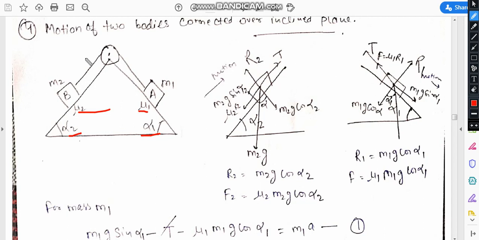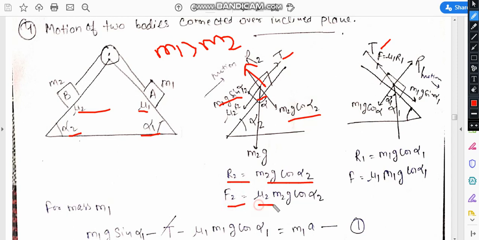Let's suppose, because these two strings are the same, the tension is the same in both. If this is in this direction, R2 is in this direction, and this is again alpha, so this is m2g cos alpha 2 and m2g sin alpha 2. Since m1 is larger than m2, the motion is in the upward direction. Here R2 equals m2g cos alpha 2 and the frictional force F2 equals mu2 R2.